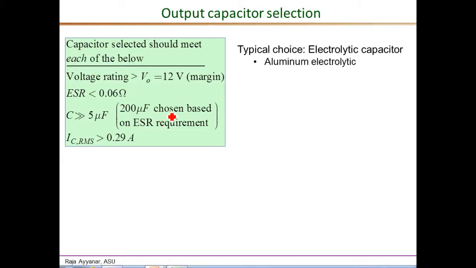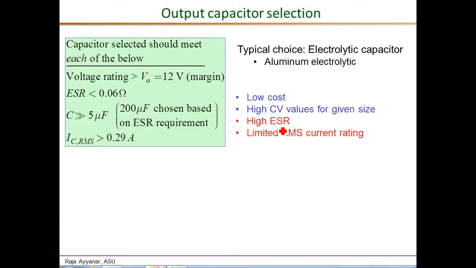Some practical aspects related to the capacitor selection. Typically, in many DC-DC converters, we still use aluminum electrolytic capacitors. The reason is they are very inexpensive, and they also have a high CV product value. That is, for a given size, they have the maximum capacitance at a given voltage rating. But they also have very significant drawbacks in that they have a very large ESR value, and they also have limited RMS current rating. There are a few other electrolytics, like the tantalum electrolytic and more recently polymer electrolytic, that do better in terms of ESR and RMS current rating at a slightly higher cost, both in terms of actual cost as well as higher CV values.